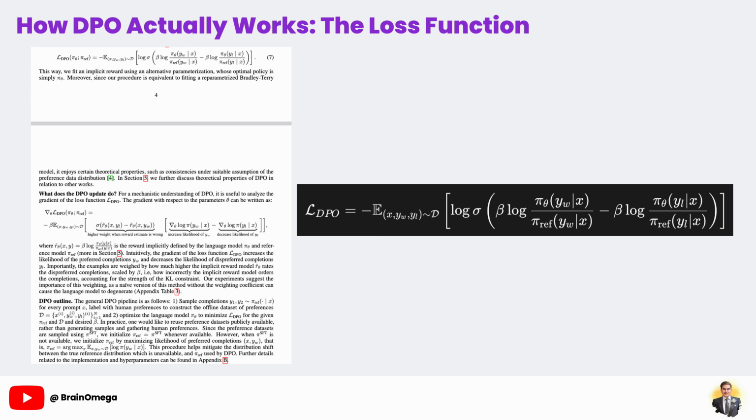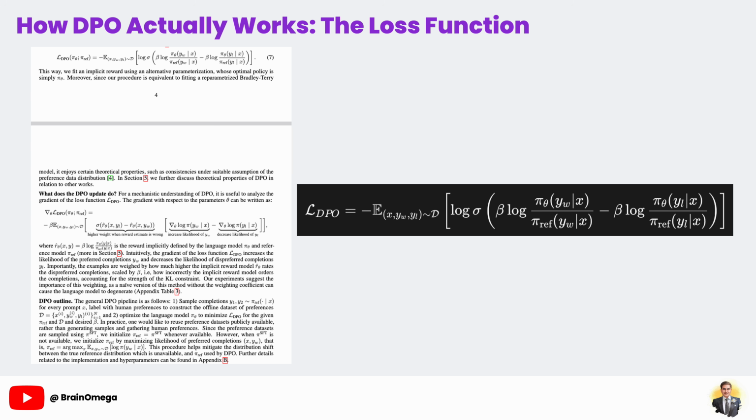So, how does it do this? Let's look at the DPO loss function. It might look intimidating, but the idea is incredibly intuitive. For every training example, you have a prompt, a preferred response, Y sub W, and a rejected response, Y sub L. The DPO objective is to maximize the likelihood of the preferred responses over the rejected ones.